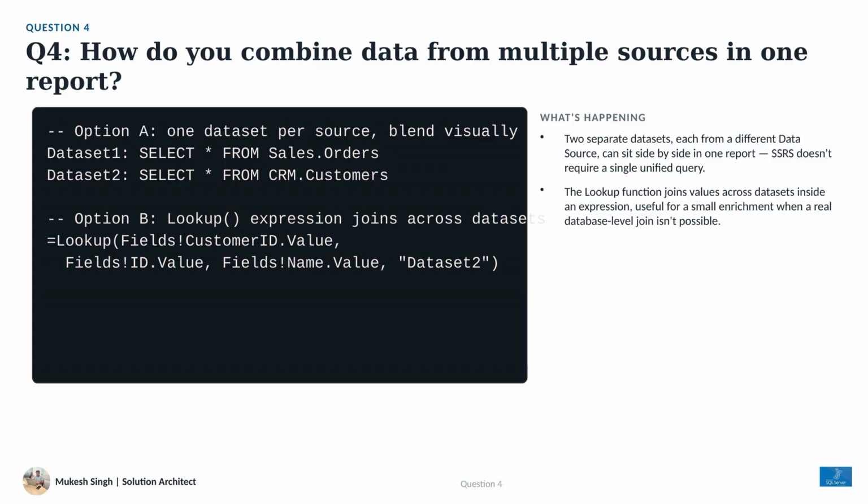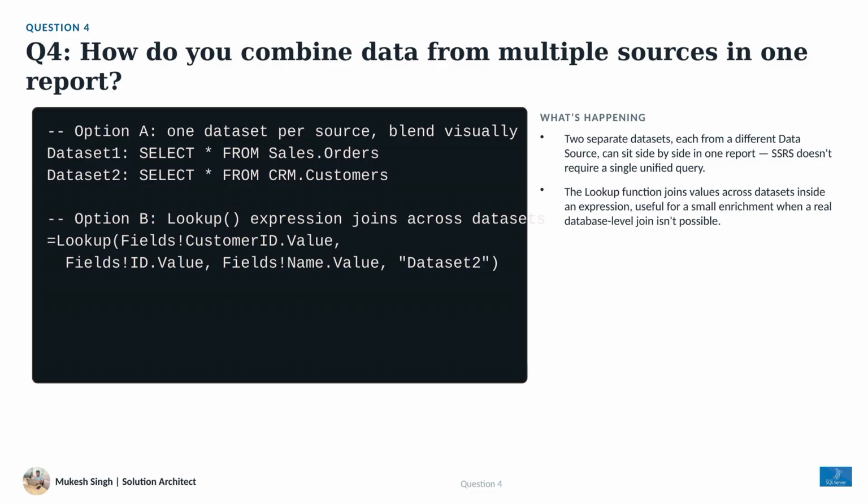How do you combine data from multiple sources in one report? Two separate datasets, each from a genuinely different data source, can sit side by side in one report. SSRS doesn't require a single unified query pulling everything from one place. For actually joining values across those separate datasets, the lookup function does this inside an expression, useful for a small enrichment when a real database level join simply isn't possible because the data lives in two different systems.